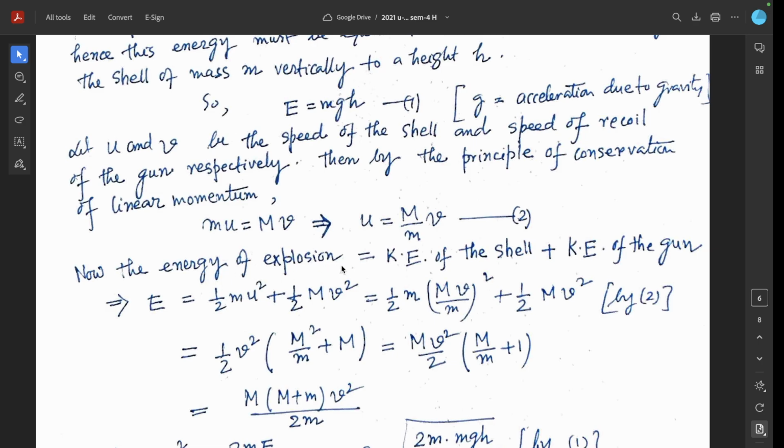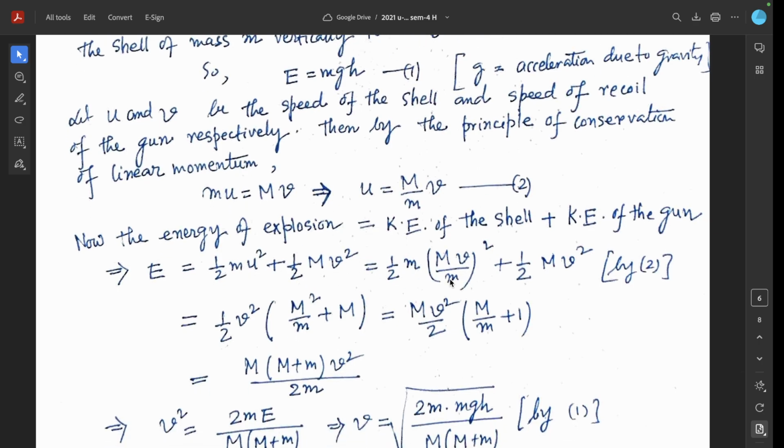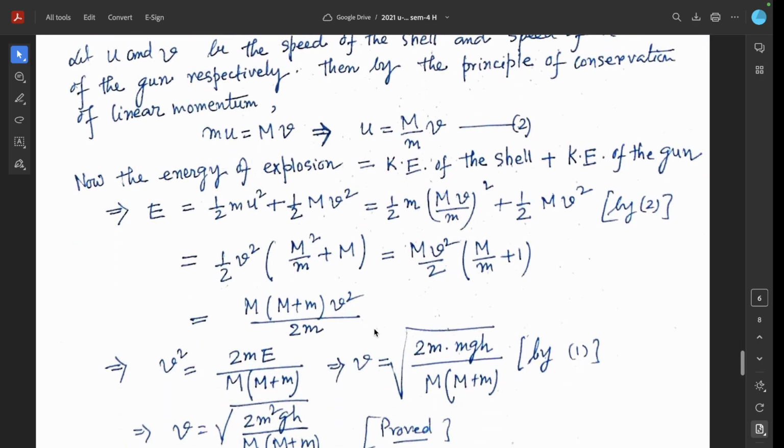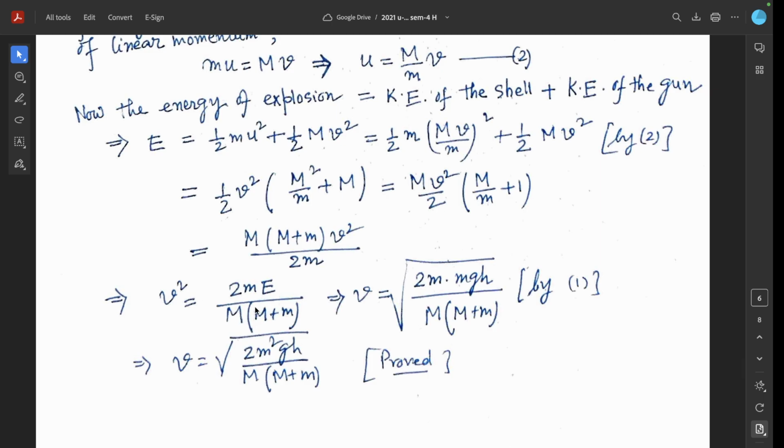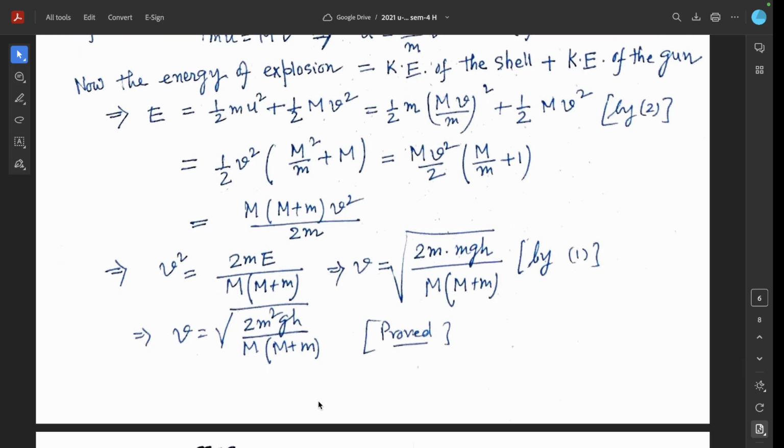Now the energy of explosion equals the kinetic energy of the shell plus the kinetic energy of the gun. So this is ½mu² plus ½Mv², and with the value of u, after simplification we get E equals M(M + m)v² divided by 2m. So v² equals this, so v equals this. Putting the value of E as mgh, we get v equals the square root of 2m²gh divided by M(M + m).